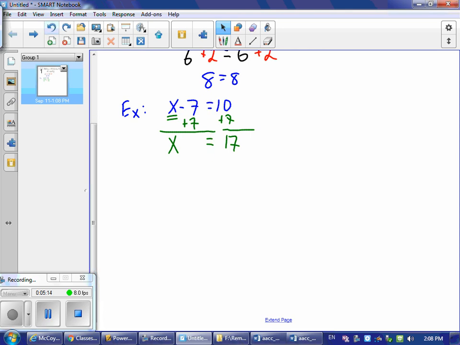Okay, let's do a couple more examples here. All right, second example. y plus 0.6, that's a plus, there we go, equals -1.